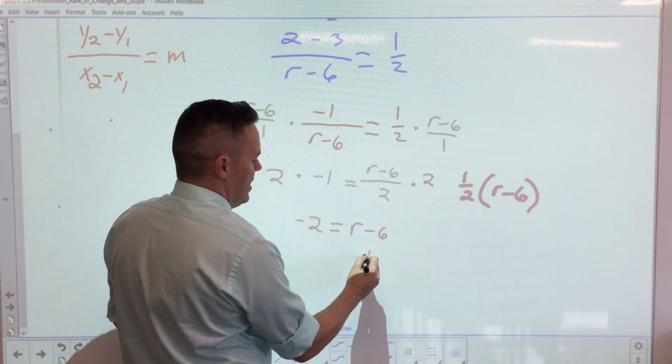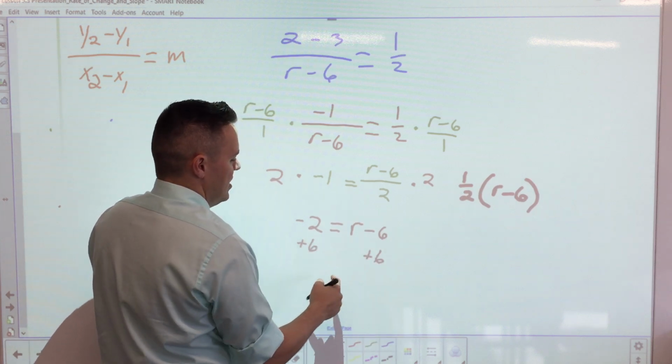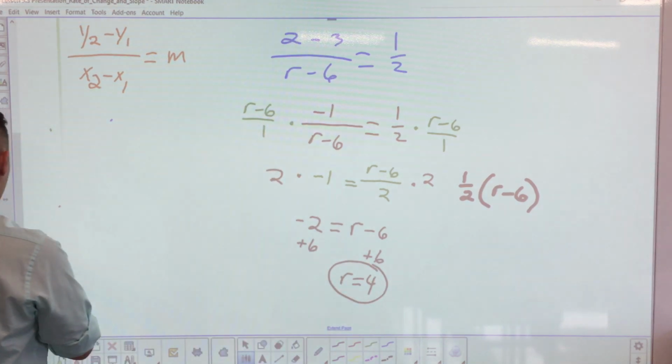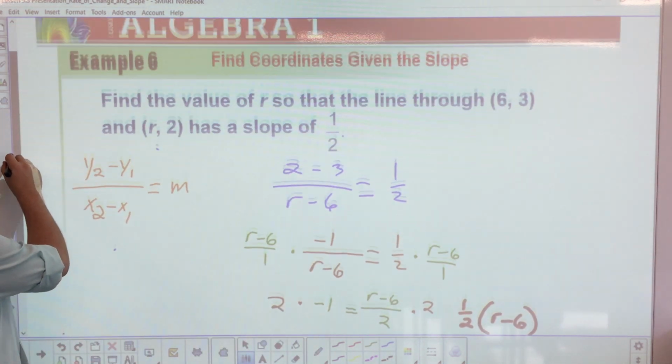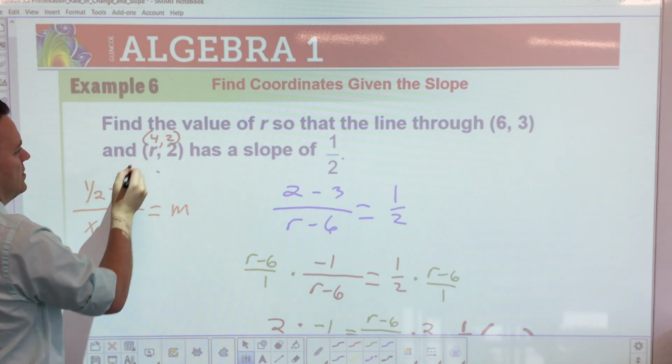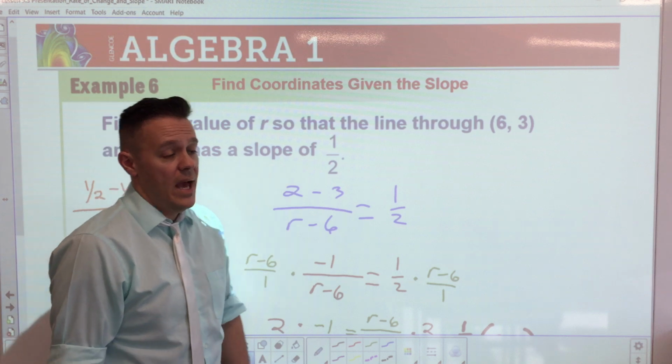Lastly, you can do what? Add 6 to both sides. R equals 4. Whew. So that other coordinate point that we're looking for here is what? 4. That was a lot of work.